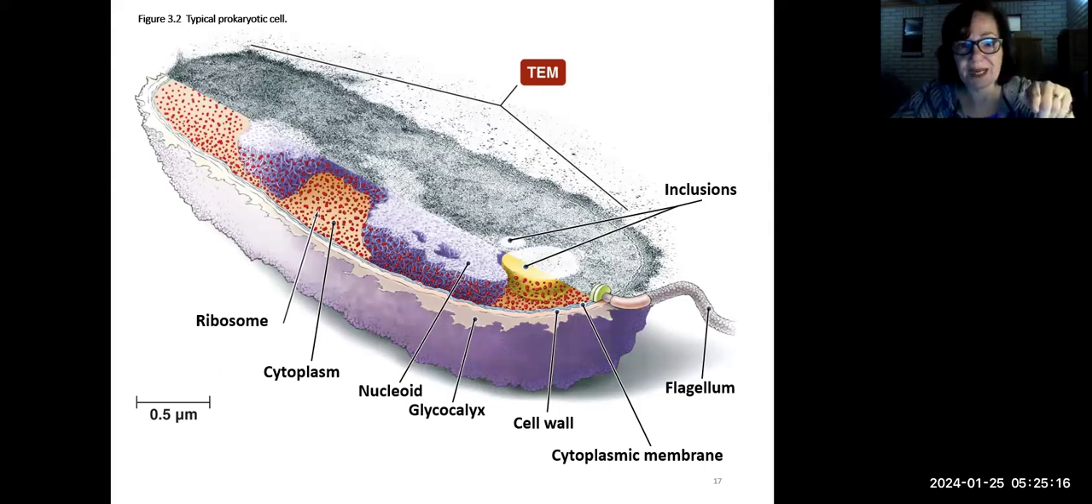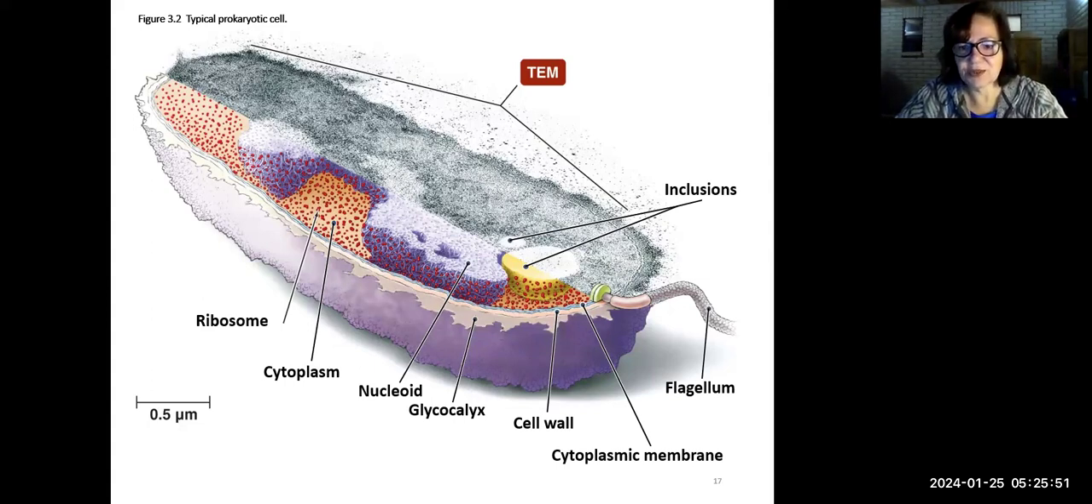I'm bringing this one back up to remind you of the structure. So from the outside in, the thing that's furthest out are some of these structures like flagella. Those are those long structures for movement. And then as we move in toward the cell, the next thing we encounter is the glycocalyx. And we talked about how you can have a capsule or you can have this slime layer. And then going in from there, the next structure we encounter is something called the cell wall, not to be confused with the cell membrane.